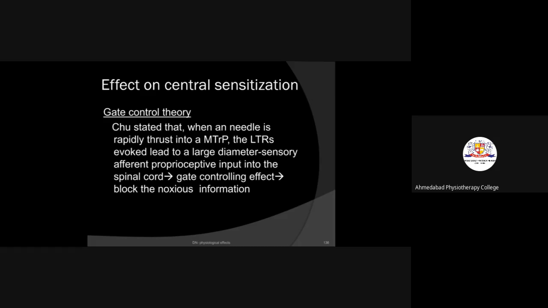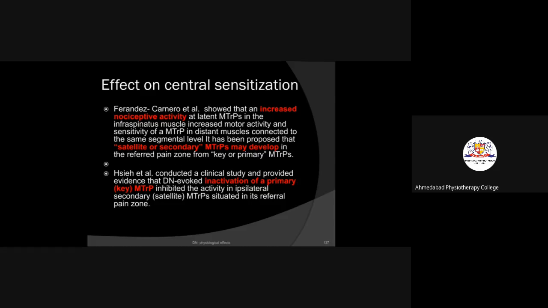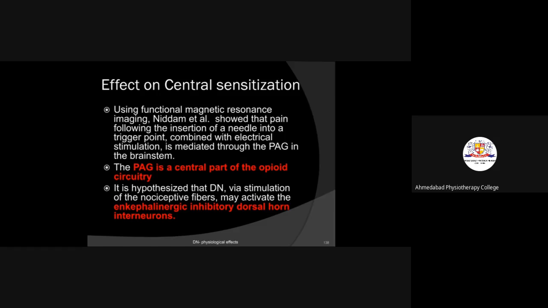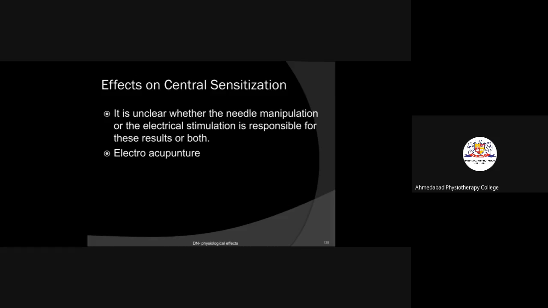Gate control theory, we know that when we stimulate the A delta fiber, it will block the pain perception at the spinal cord level. This is the effect on central sensitization. When you stimulate one trigger point, there will be relief at the secondary trigger point also, and that is because of the intact muscle fiber arc. There are studies available using functional MRI. When you do the dry needle, the periaqueductal gray matter, which is the central part of the opioid circuitry system, is active. So the natural pain-relieving circuits are active. This is the effect on central sensitization.